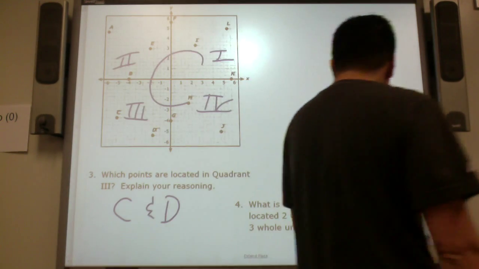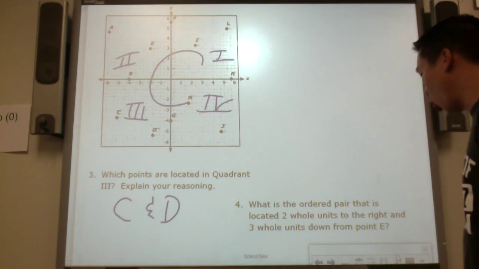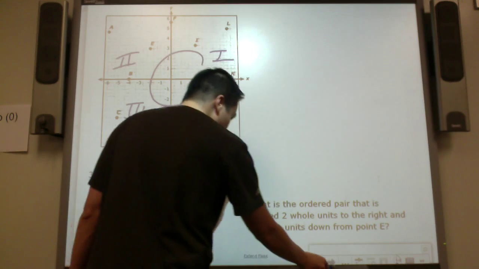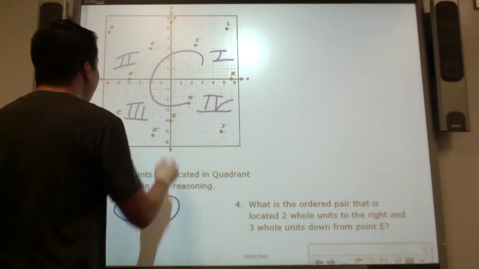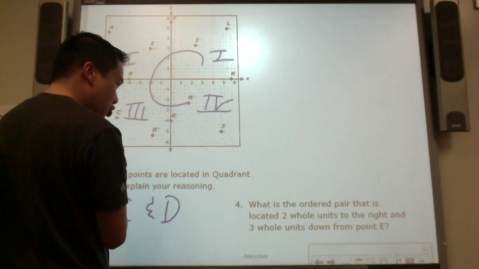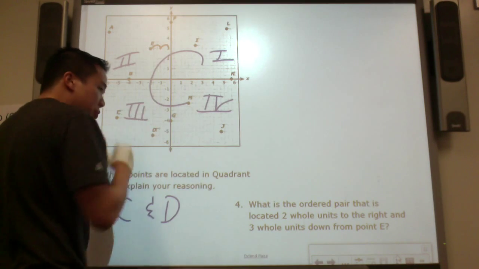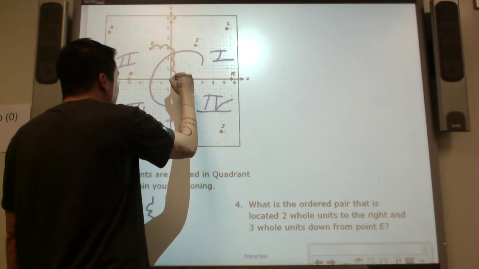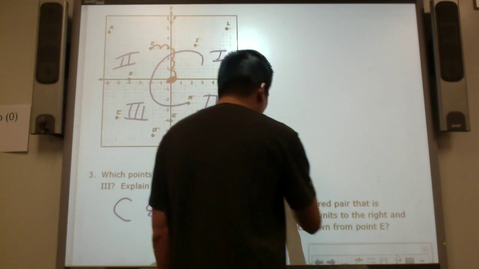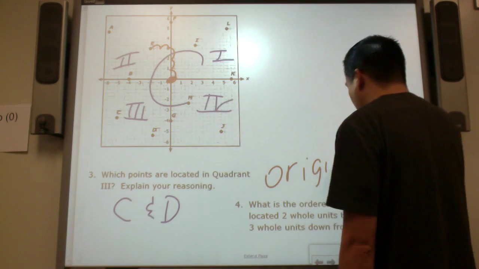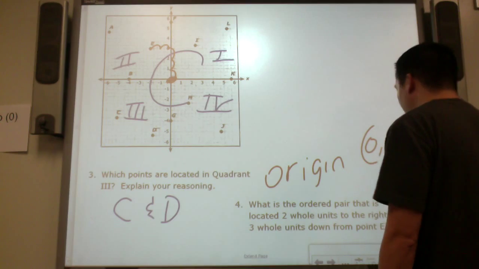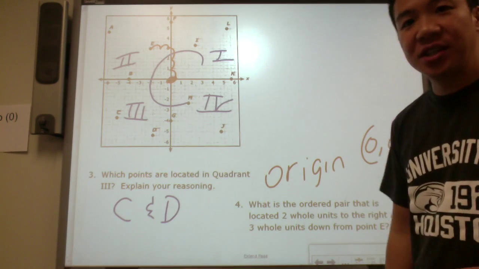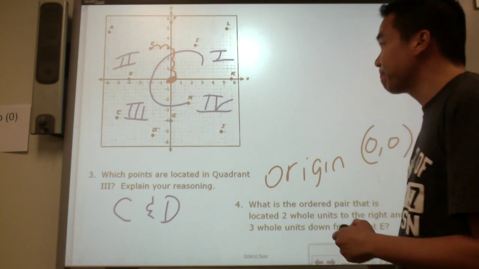What is the ordered pair that is located 2 whole units to the right and 3 whole units down from point E? Point E is right here. 2 units to the right, 1, 2, 3 down, 1, 2, 3. It is the origin or 0, 0. That is the home base. Origin, 0, 0. Either one is correct.